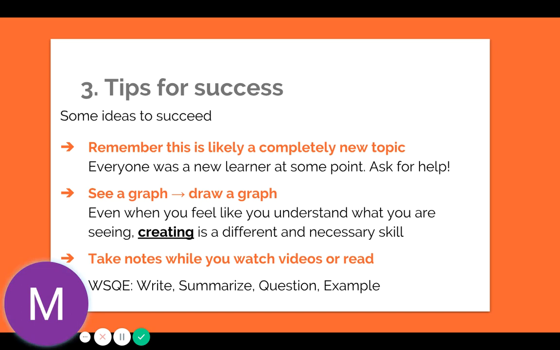If you see a graph, you should practice drawing a graph. Economics uses graphical analysis quite heavily compared to many other courses. And sometimes it's tempting to see a graph and think, I could do that without actually doing that. So even when you feel like you're understanding what you're seeing, you need to practice doing it because creating is a quite different and quite necessary skill.